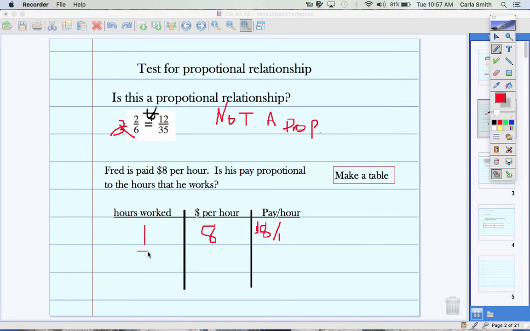And so that's what we're going to leave there. So if he works 2 hours, I know that he's going to make $8 per hour, but he worked 2 hours, so it's going to be $16. So his pay is going to be $16 per 2 hours. And if I reduce that, I'm going to divide that by 2, I'm going to get $8 per hour. So I can see here, even after his first 2 hours, these two ratios right here, 8 over 1 and 8 over 1, are the same, so this is going to be a proportion.